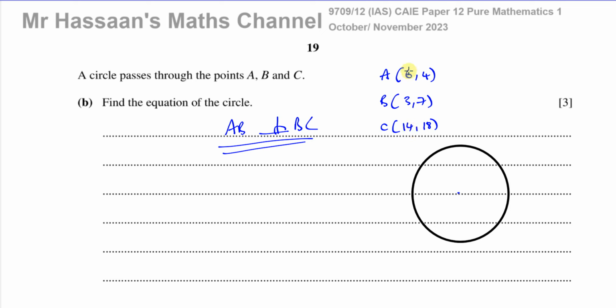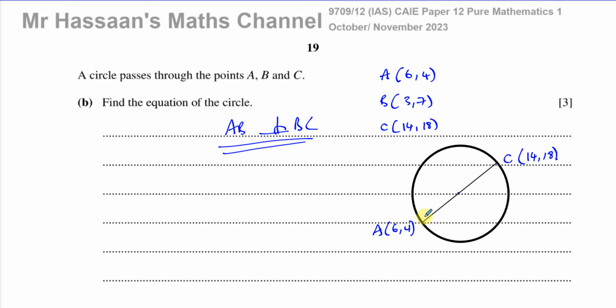AC would be the diameter, sorry. AB and BC, AC would be the diameter. So 6, 14 and 4, 18. So it's going to be something like this. Okay, that would be A. I'm just doing a kind of a rough sketch. If that's 6, 4, that would be C, which is 14, 18. Because AC is the diameter because the angle ABC is 90 degrees.